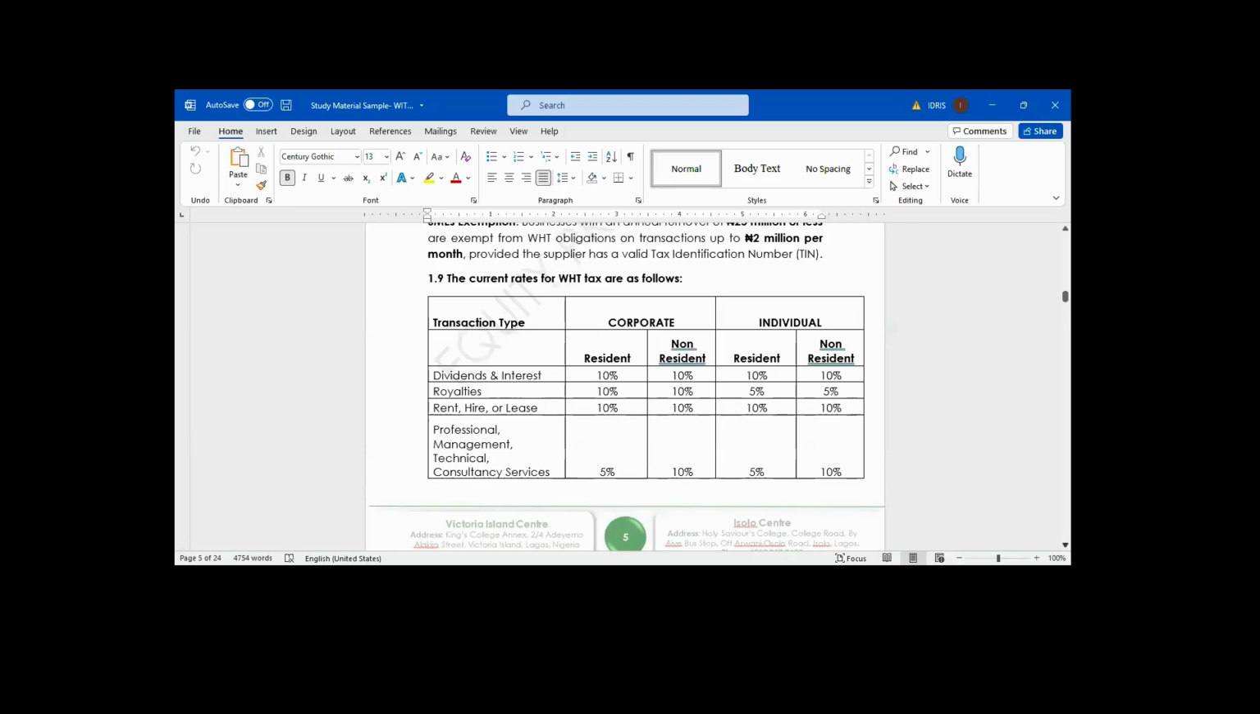But if it is Babatunde Limited, that is a company. Babatunde Limited will pay company income tax. If Babatunde Limited can prove to you that in his last audited account, he is a small company, you don't need to deduct withholding tax. But if he cannot prove to you, you deduct.